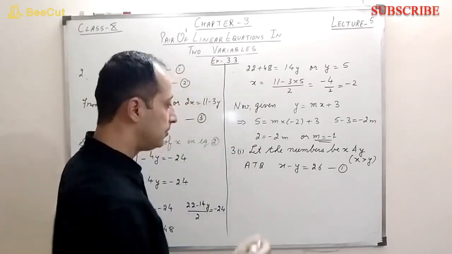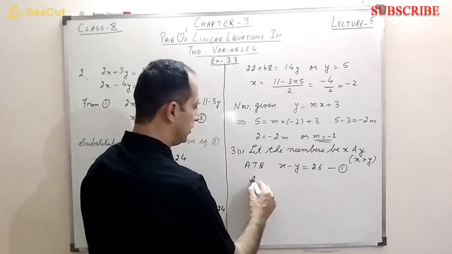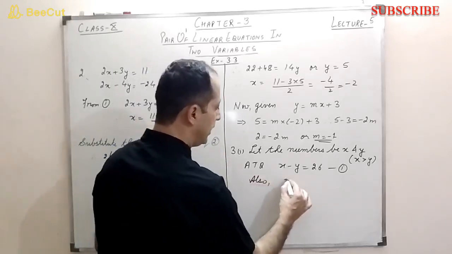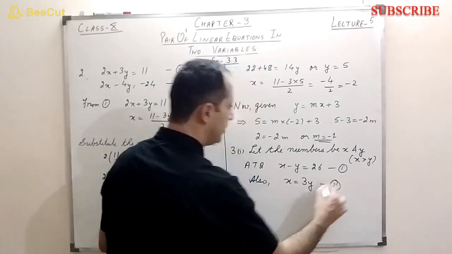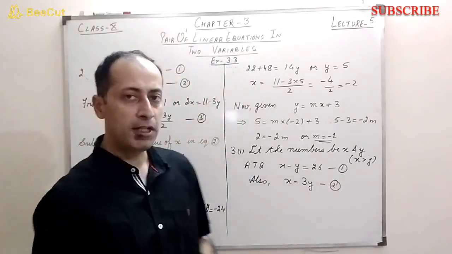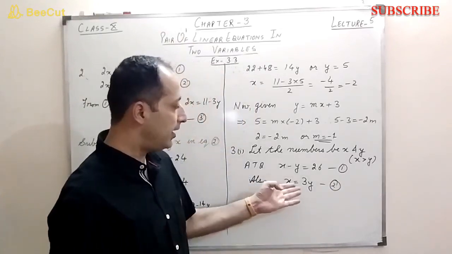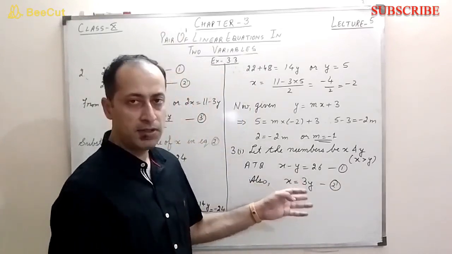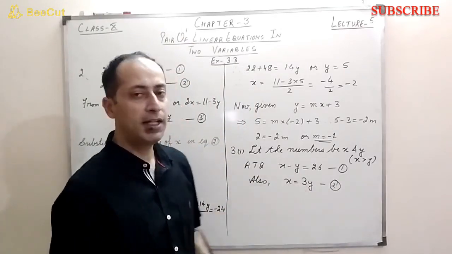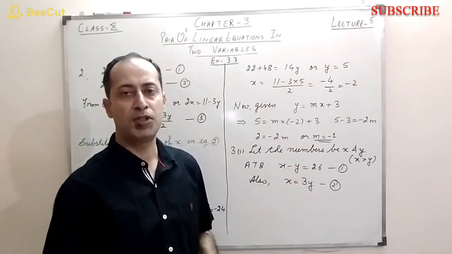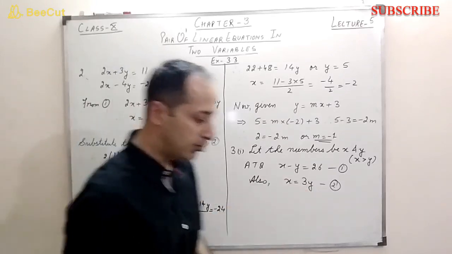So how will we write it? We can write x equals 3y. So this is the second equation. Now you can just substitute the value of x equals 3y in the first equation, then simplify, find the value of y, and then find the value of x. I am just leaving this solution to you. Right? Let's go to the next part.